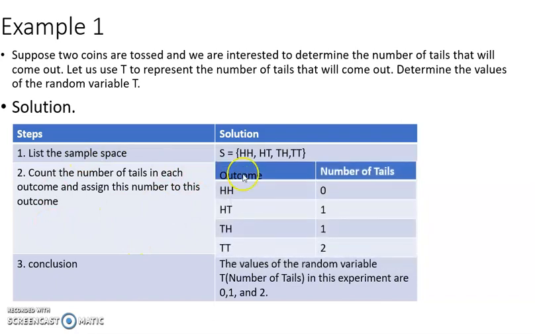Okay, so these are the outcomes. If the outcome is head, head, there is 0 tail. If the outcome is head, tail, there is 1 tail. The outcome is tail, head, there is also 1 tail. If the outcome is tail, tail, there are 2 tails. So our conclusion, the values of the random variable capital letter T, which represents the number of tails in this experiment, are 0, 1, and 2.